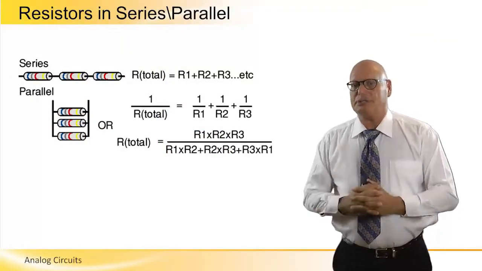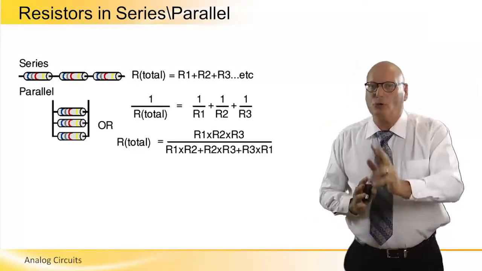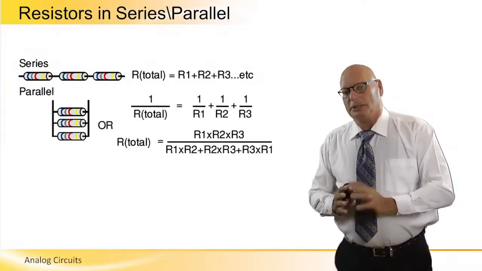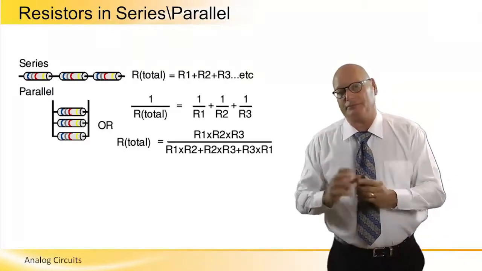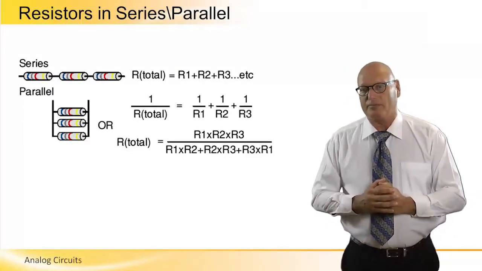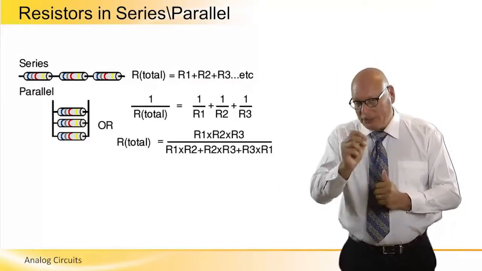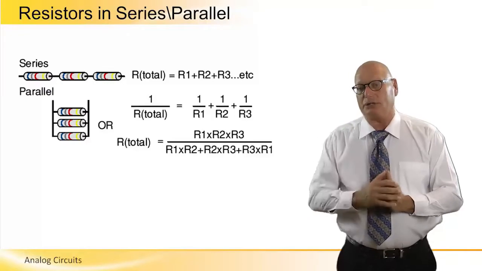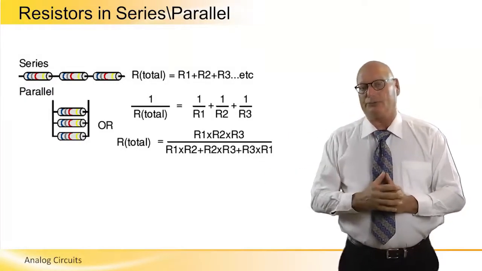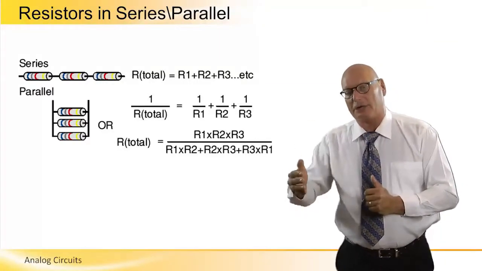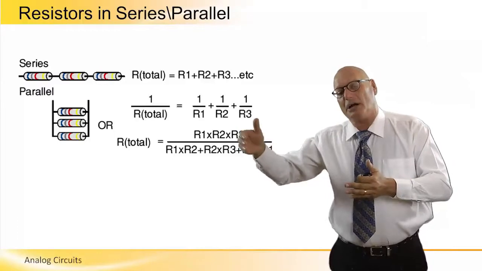So now we look at resistors. Up until now, we talked about two resistors in series or two resistors in parallel. Let's make it a little bit more complicated. Here we have three resistors. So now we know that in a series connection, R total is the summation of all the resistances, R1 plus R2 plus R3, and if we have 20, it will be all the way up to plus R20.